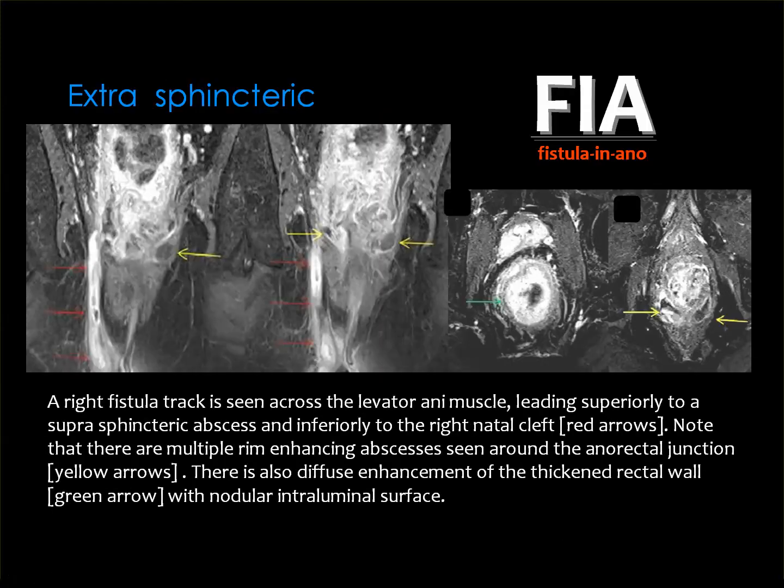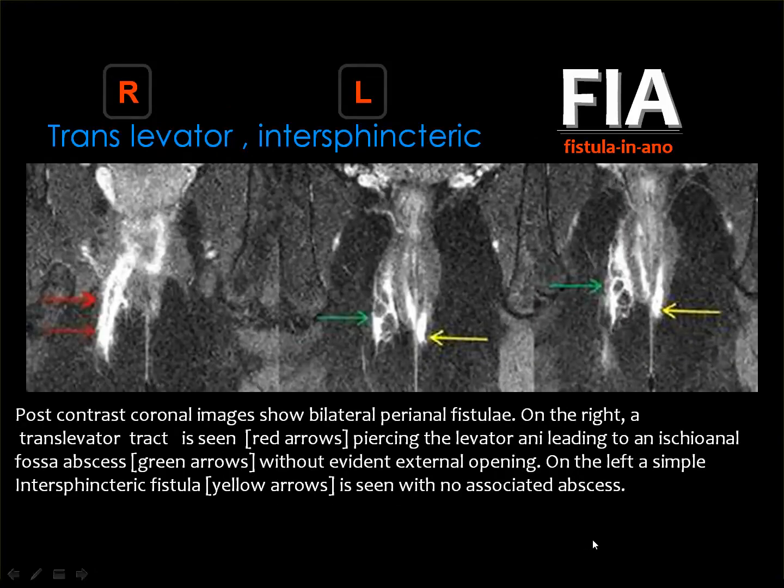Extrasphincteric fistula is the fistula which connects the skin to the rectum, going through the levator ani, and this is the rarest type of fistula. It has no relation to the anal canal except for the external opening. Then the fistula passes, as you can see, it crosses the levator and is connected to the rectum, and there are extensive inflammatory changes and some abscesses in the perirectal area, together with marked thickening of the rectal wall and enhancement. And these are two examples of a translevator fistula on the right side and a simple intersphincteric fistula on the left side by contrast enhanced MRI.